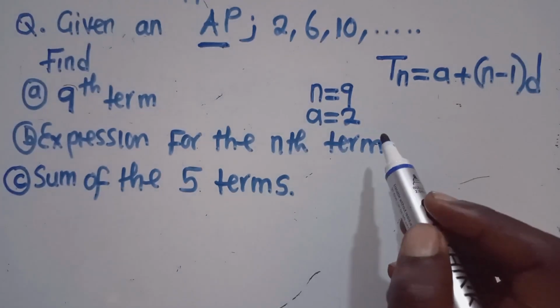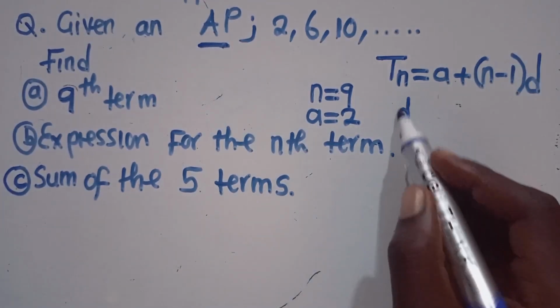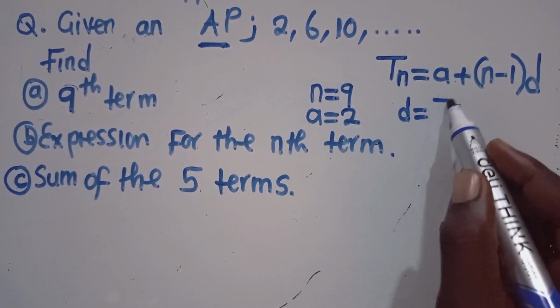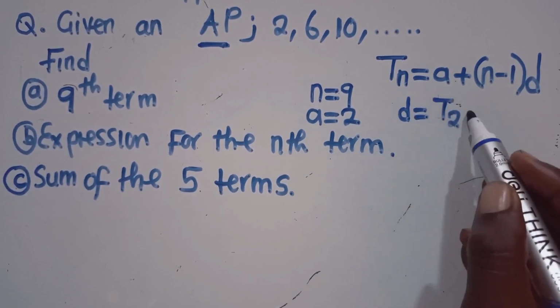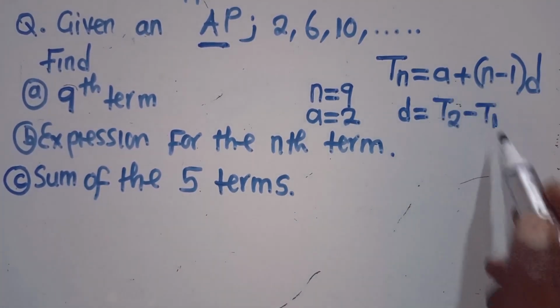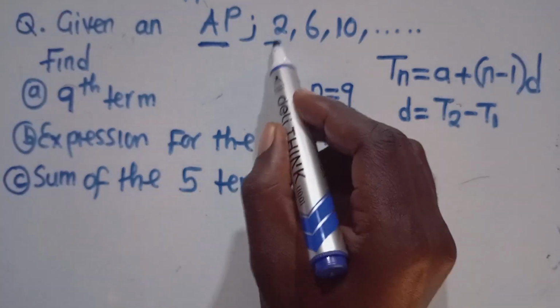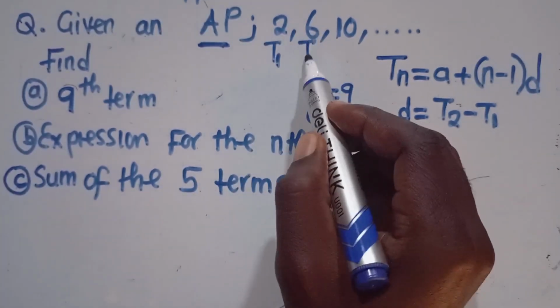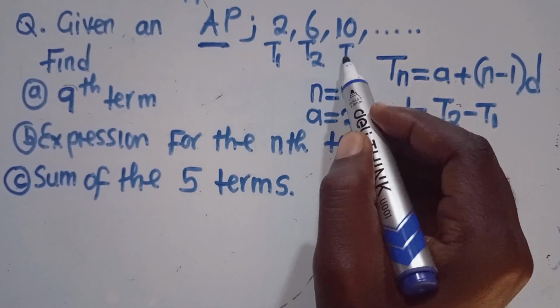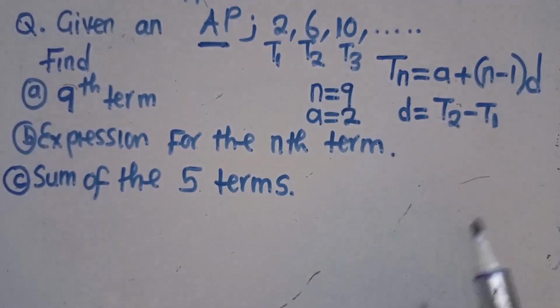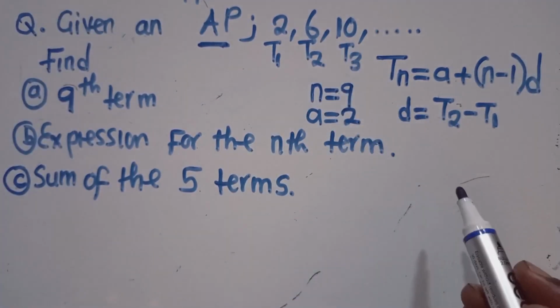What is my common difference? You also need to find the common difference. How do you find the common difference? You say second term minus first term. So we know that this is our first term, this is our second term, and this is our third term. This is what we are given.